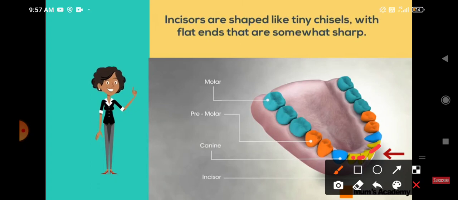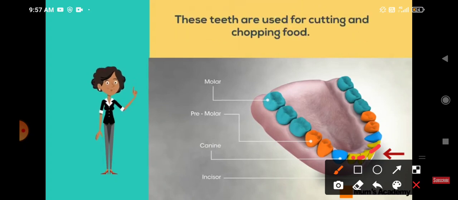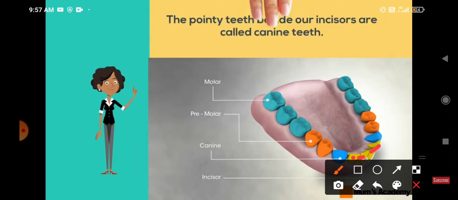Incisors are shaped like tiny chisels with flat ends that are somewhat sharp. These teeth are used for cutting and chopping the food. What is the function of incisor? Cutting and chopping the food.